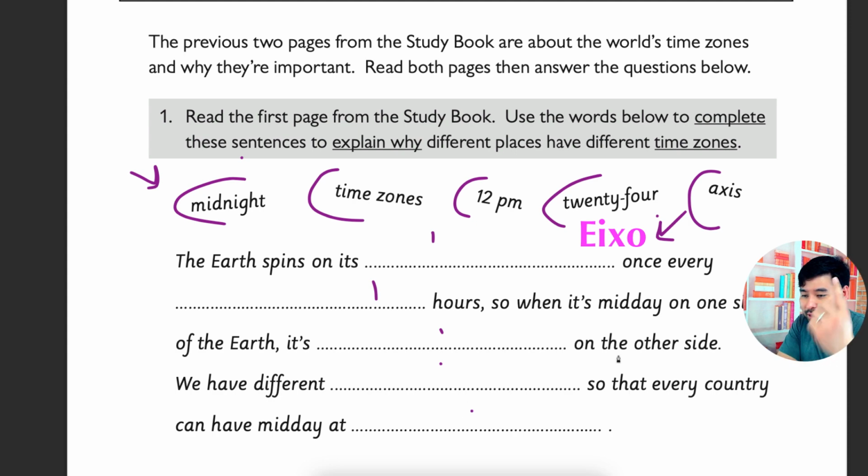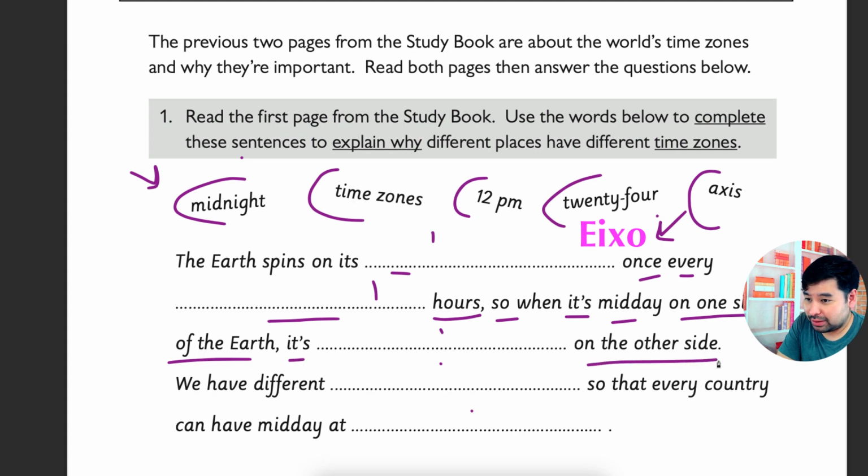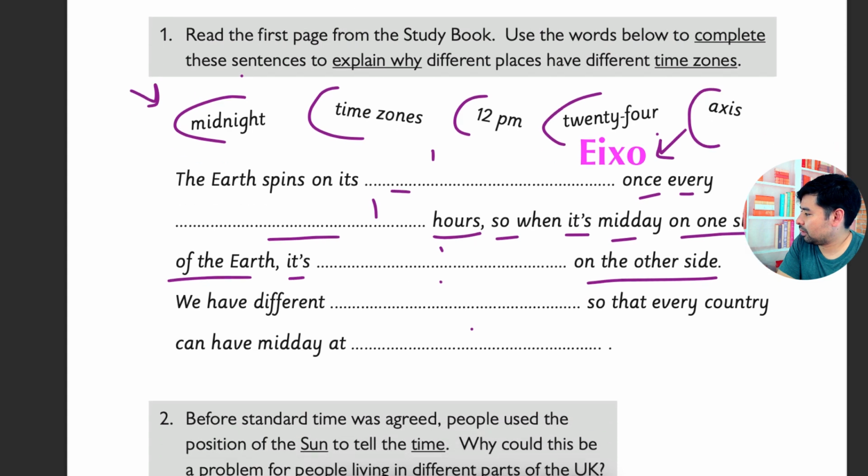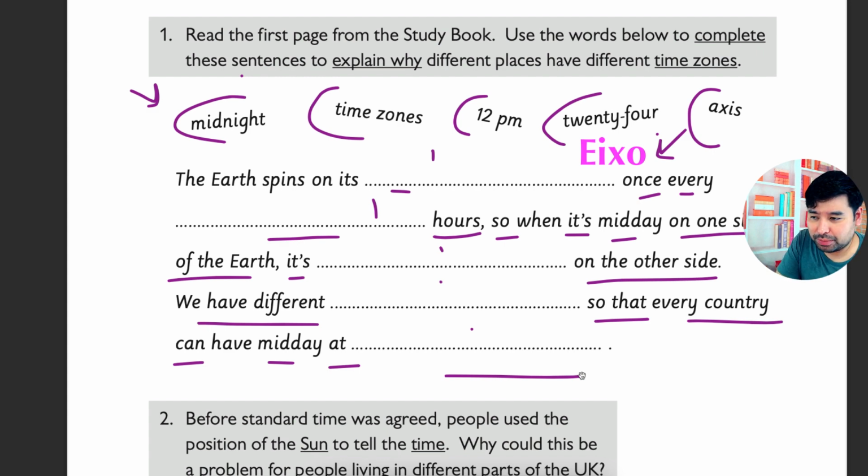The Earth spins, like turns around, right? On its something once every something hours. So when it's midday on one side of the Earth, it is something on the other side. Okay, so let me move my head a little bit above here. Moving on. We have different something so that every country can have midnight at something. So what do you think that is? Do you understand? You get it? Just some words that I'm gonna give you right now, just for you to know: spin is when it turns around like that. So this is the meaning of spin. Got it? So let's get back.